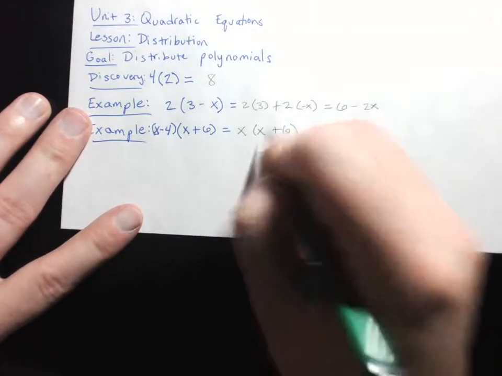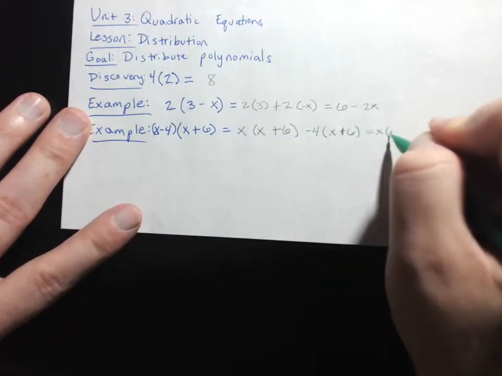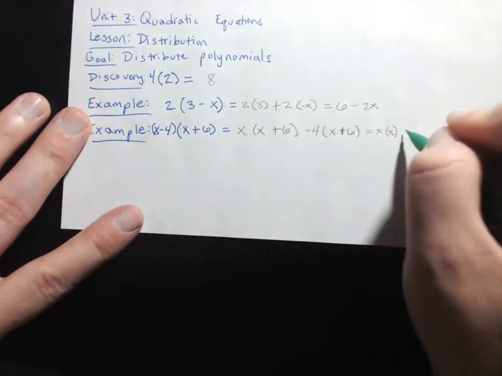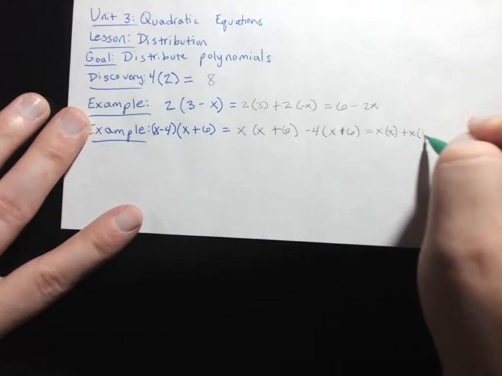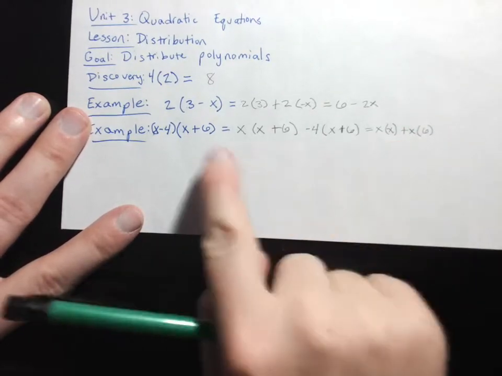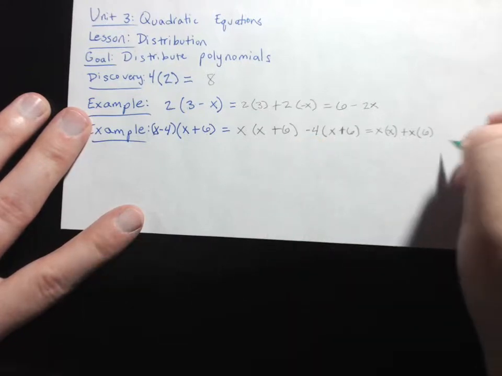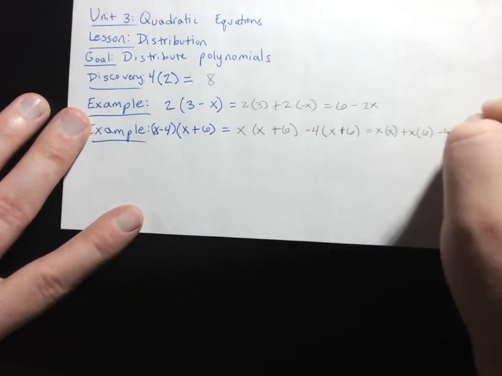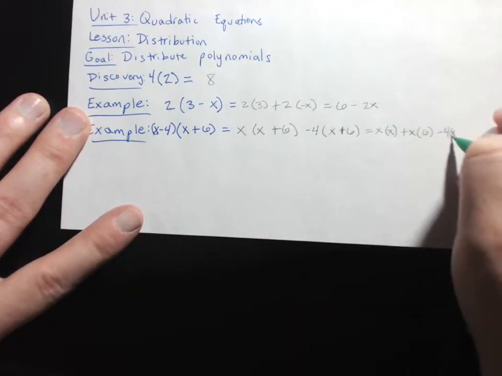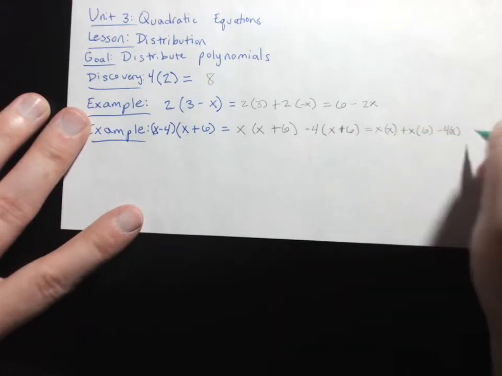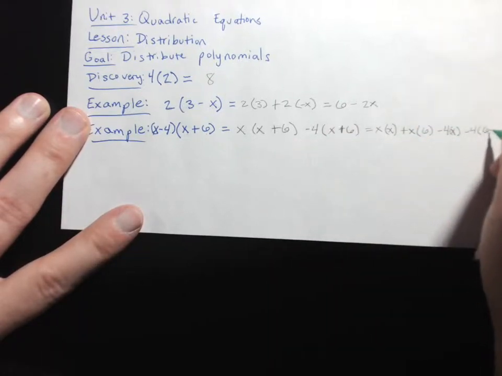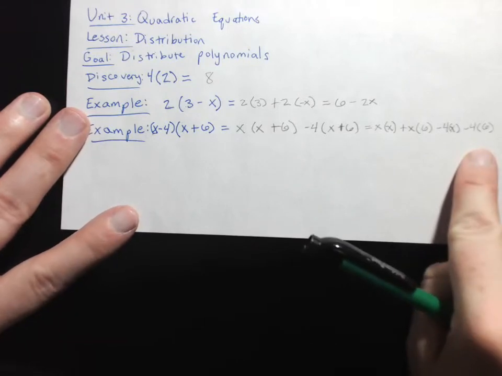So x times x, x times 6. Notice there it's a positive because the x is positive. Now I'm going to be doing negatives. So negative 4 times x is negative 4x. And negative 4 times 6.